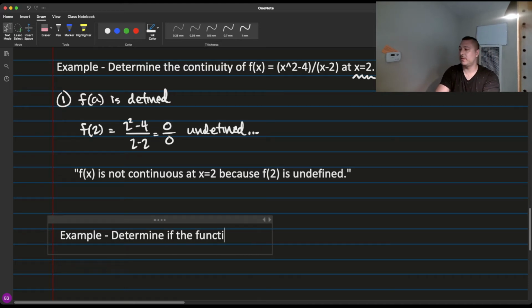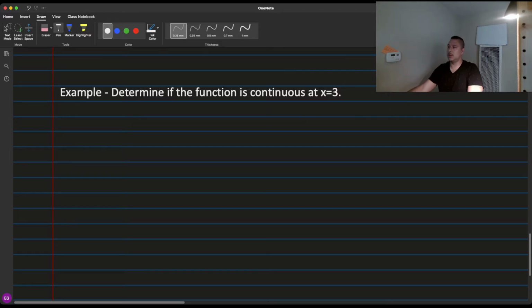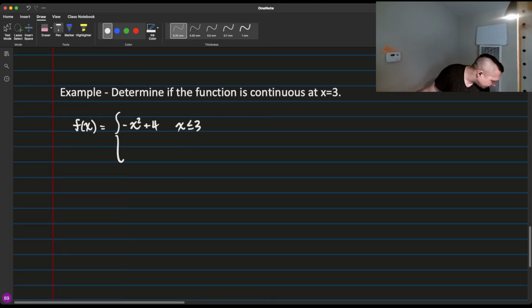Determine if the function is continuous at x equals 3. It's going to be a piecewise function, so I'm going to write it down. It's too hard to type. So f of x is going to be this piecewise function: minus x squared plus 4 when x is less than or equal to 3, and 4x minus 8 if x is greater than 3.